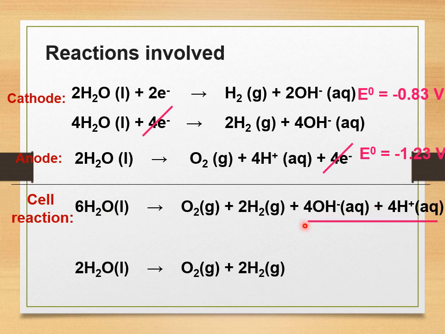You can see that we have 4OH minus aqueous plus 4H plus aqueous. So this is basically 4H2O, right? So 4H2O cancels with 6H2O over here, we get 2H2O over here. And this is the overall cell reaction for this electrolysis cell.